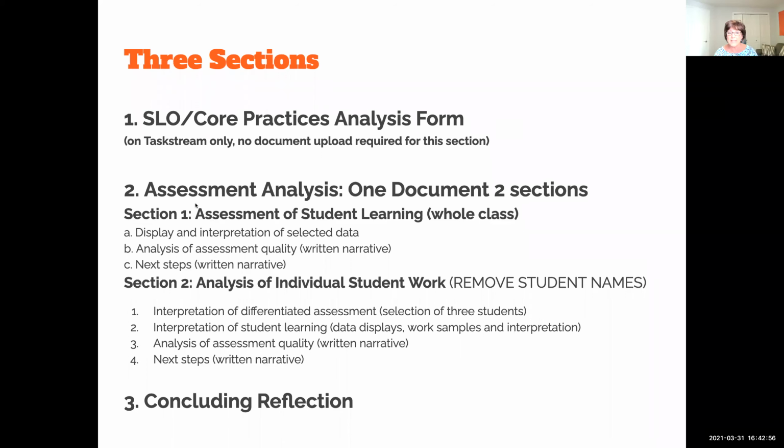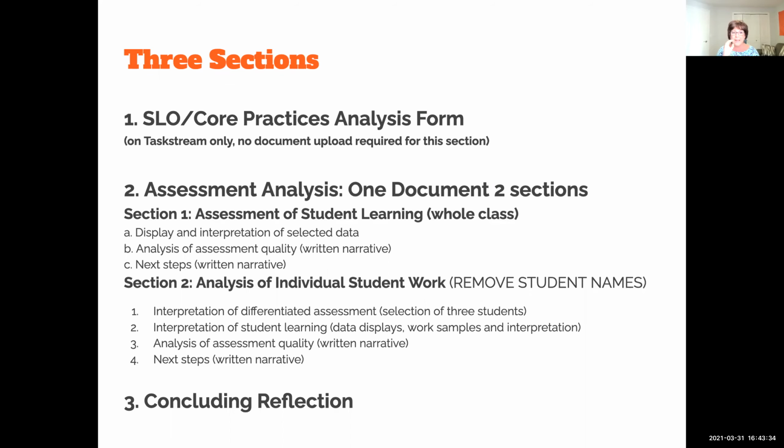The second part is the assessment analysis. It is one big document that has 2 separate sections. Okay, section 1 is going to be the assessment of student learning, whole class. So you're going to be looking at your whole class student learning. And then section 2 is going to be your analysis of your 3 case study students. And I just wanted to remind everybody that you cannot use real students' names. You have to remove them, call them student A or B, or give them a pseudonym.